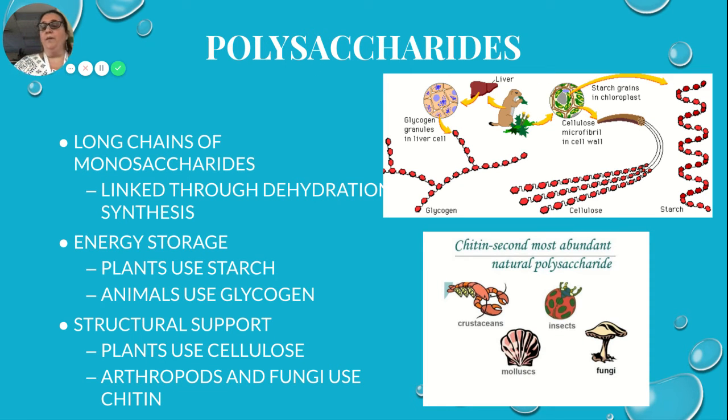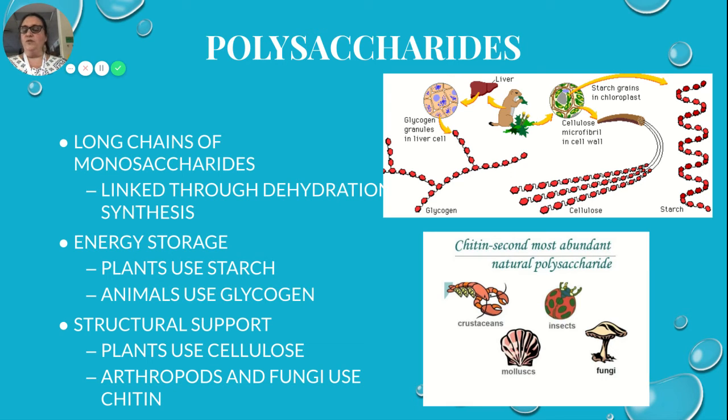Then we get to our polysaccharides. Poly means many. Polysaccharides are long chains of monosaccharides that are all linked together through dehydration, again, removing that water. They're really good for energy storage. And here's one super important difference. Plants use starch for energy storage, which is a particular type of polysaccharide, and animals use glycogen for long-term energy storage. We'll also use fat, but we're just talking carbohydrates right now.